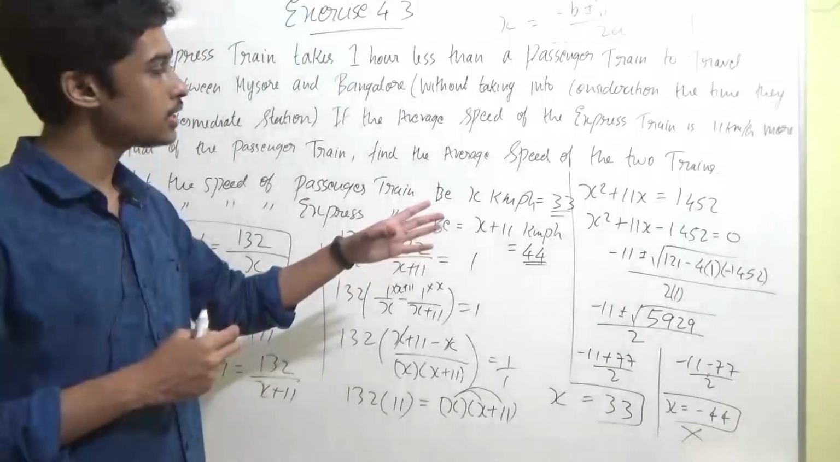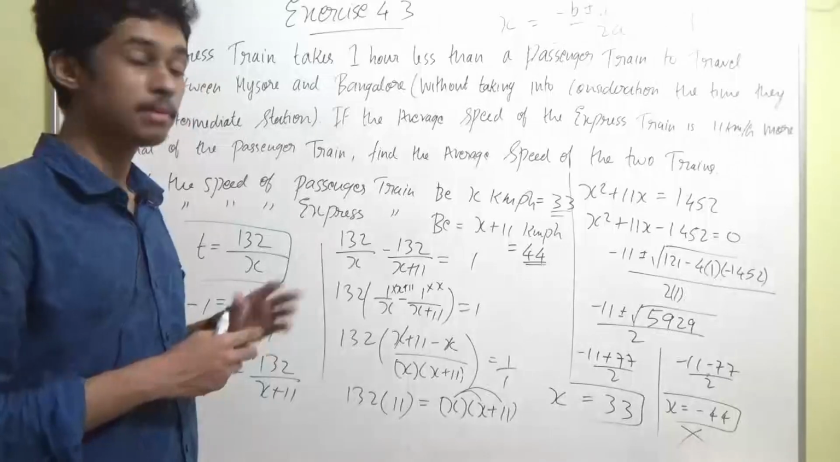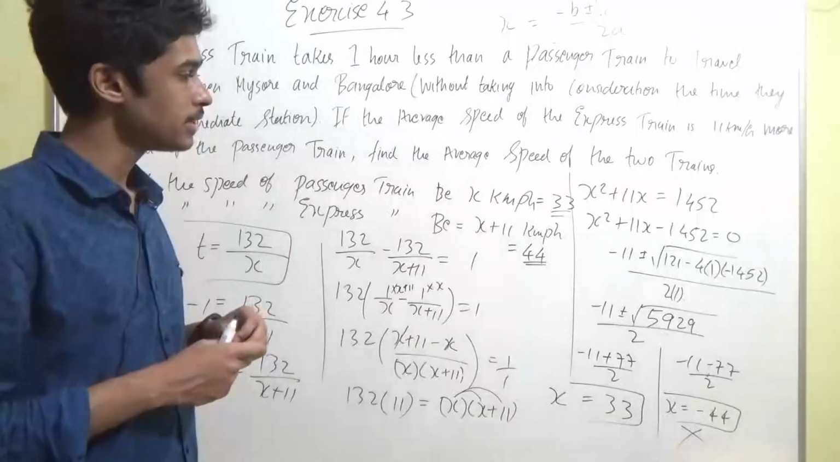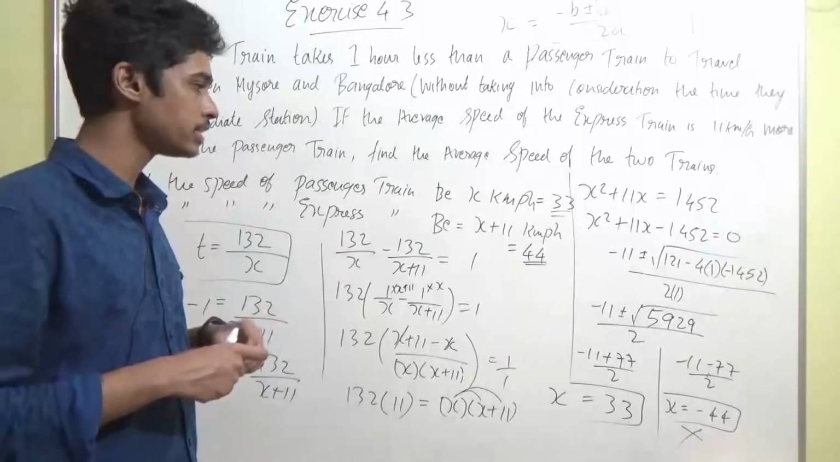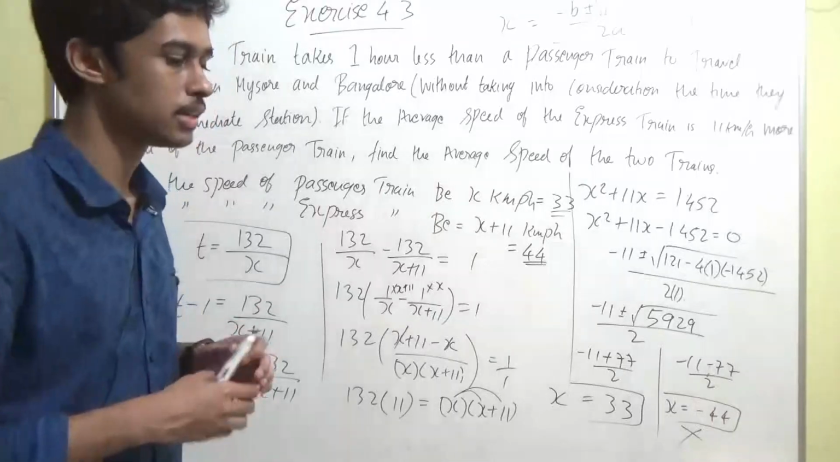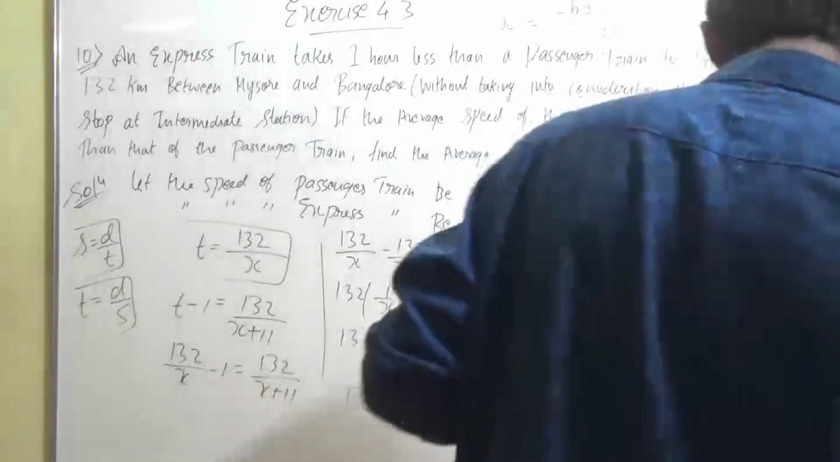For this question I felt the quadratic equation method would be easy. So I applied the quadratic equation and then I found the value of x, that is the speed of the train. Now I'll move aside, you can take the screenshot, guys.